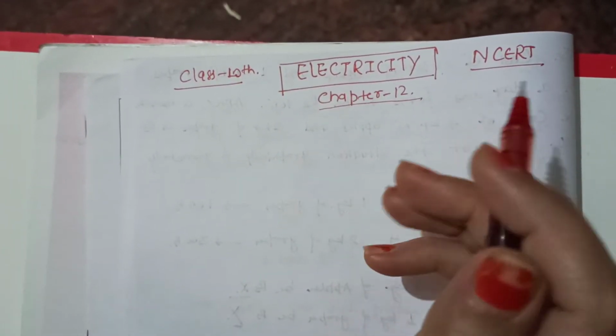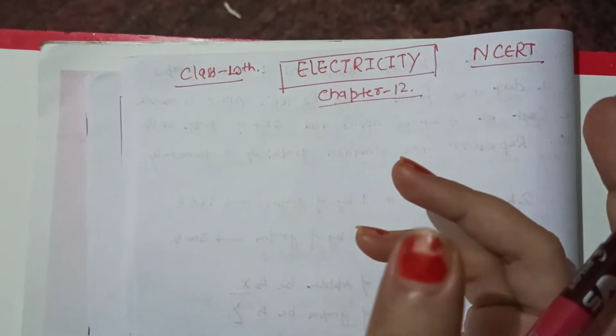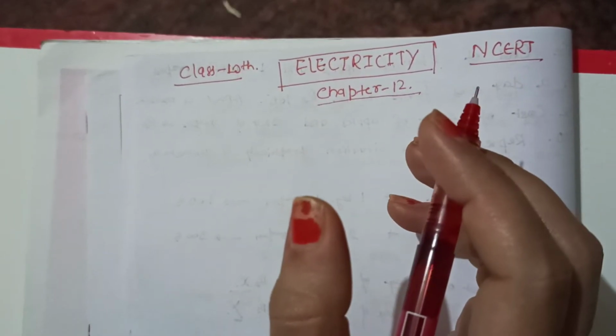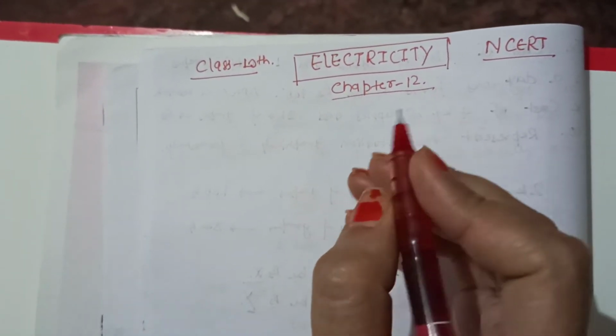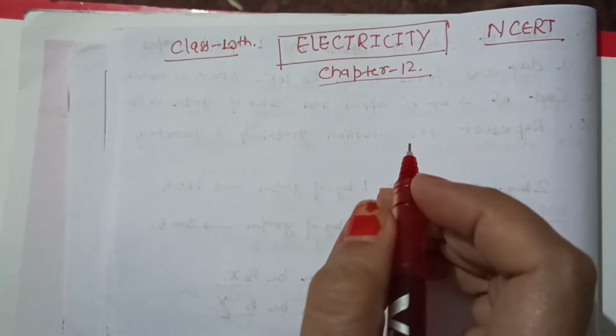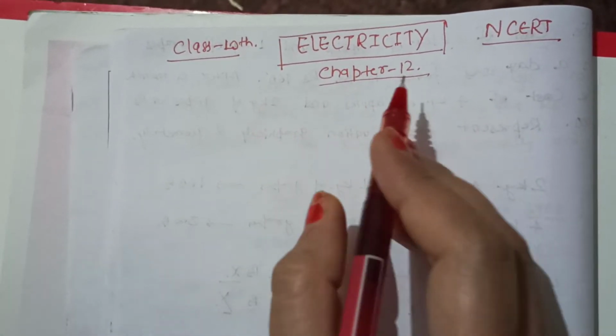We know everywhere we are using electricity, practically in homes, schools, hospitals, industries. So everywhere we are using electricity in everyday life. So first we'll learn about electric current and the circuit. Actually, how does this current flow?